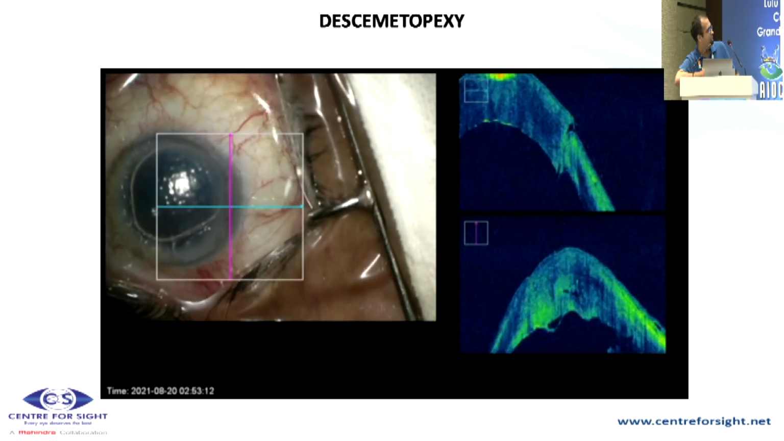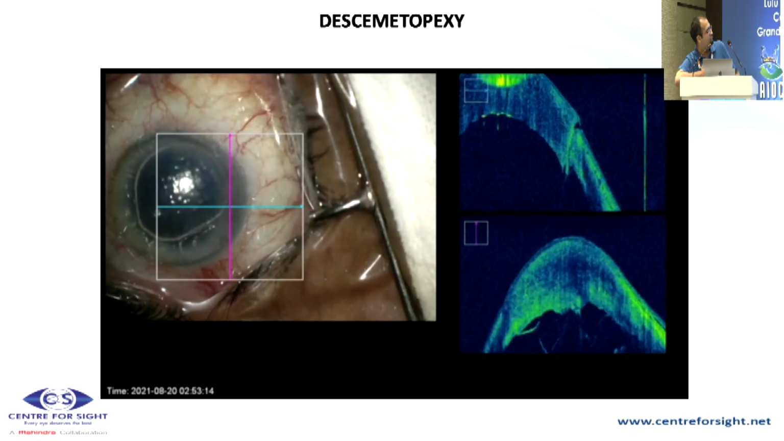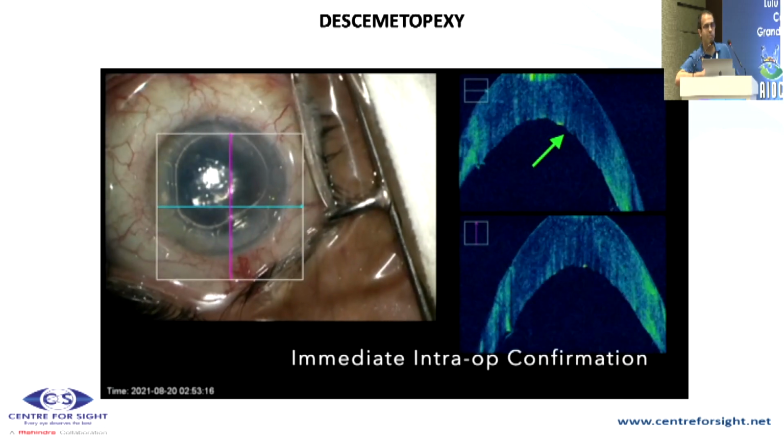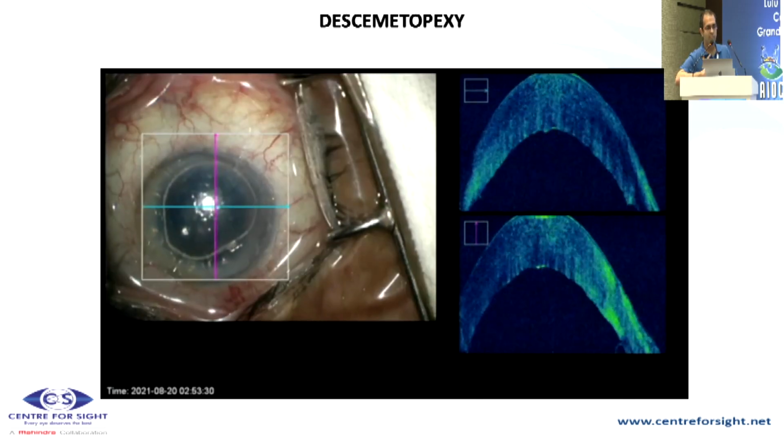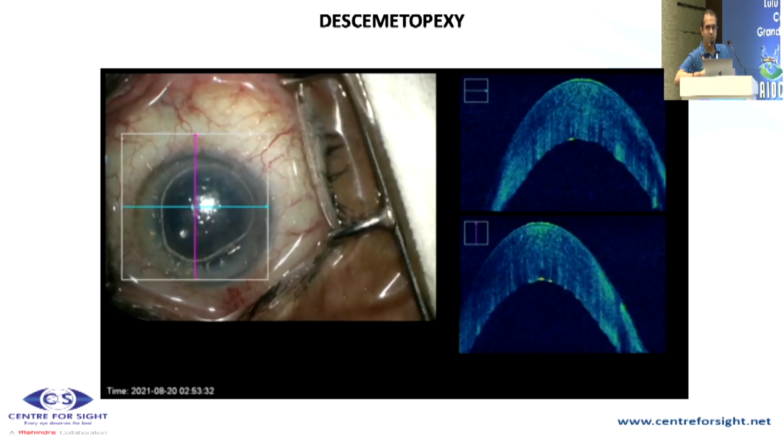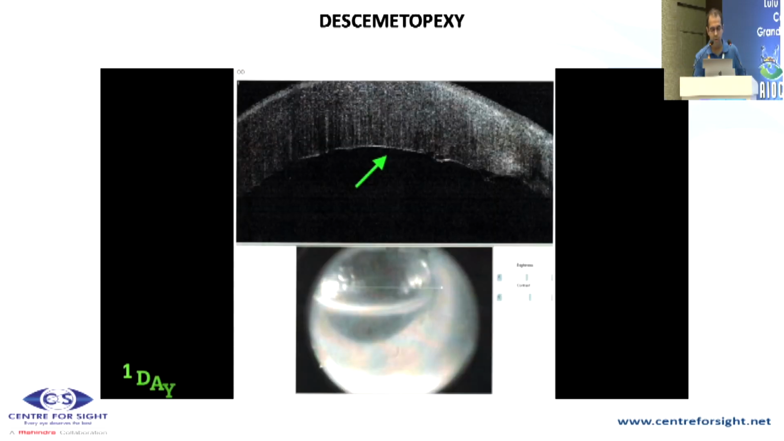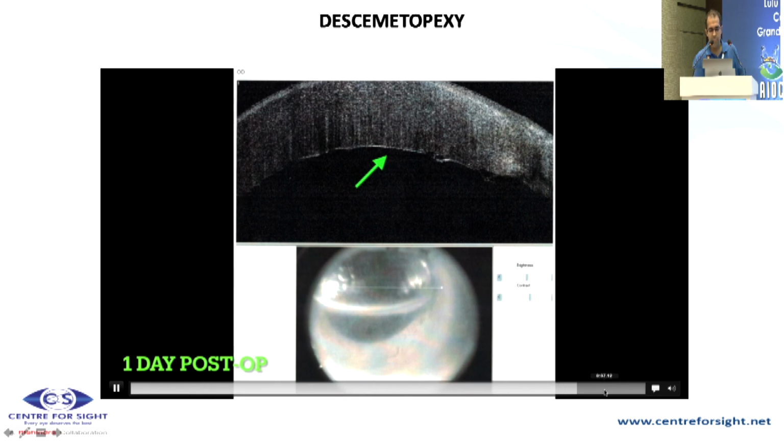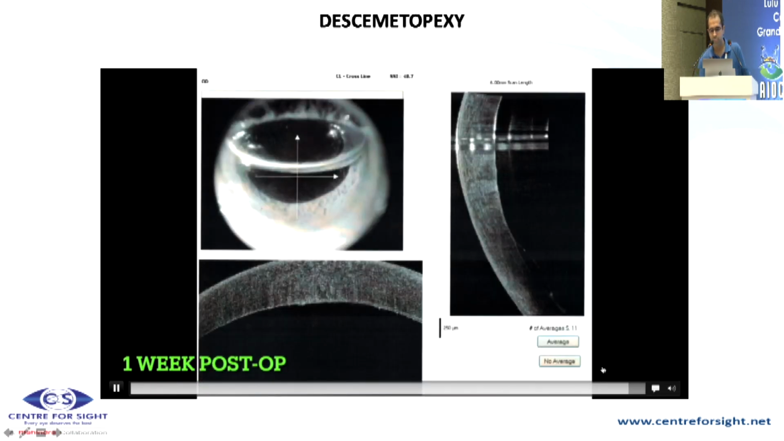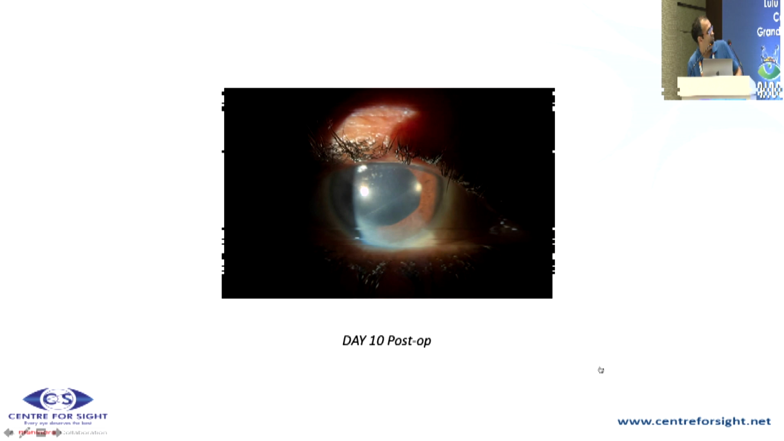Look at the bottom right image. You'll see the DM is now attached. So immediately you know, yes, that the patient has a DM attachment, and the patient is made to lie for about 10 minutes, and next day the patient's cornea is clear, vision is 6/9, and at 1 week it is 6/6. This is day 10 post-op.